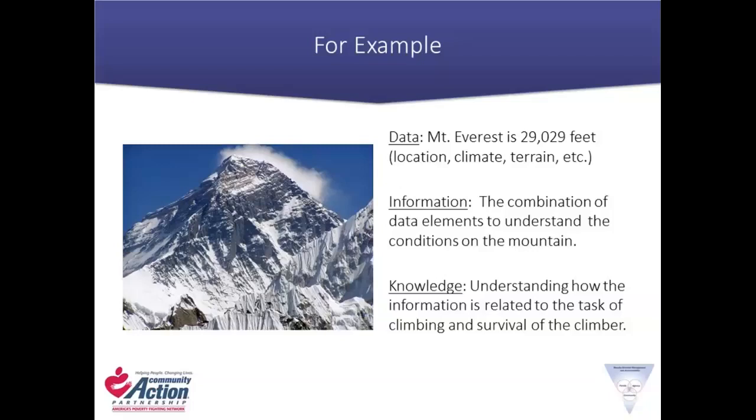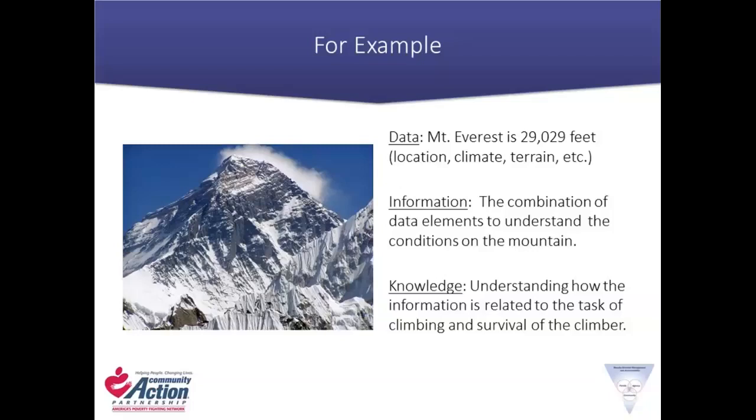Then the data elements that we have on Mount Everest are aggregated and compared in such a way that they provide some information about the mountain that would be useful to those who wish to make a decision about the best method to climb it. And so the information then comes from that combination of those data elements to really understand what the conditions are on the mountain to make that kind of informed decision.